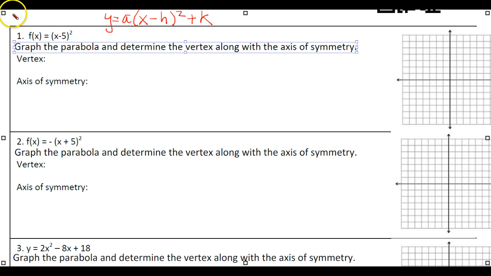Now this is page 48 here. And as we look at these, we see this is sort of in this form. And it's going to be plus, since there is no value, we could think of our k as 0. So our vertex is going to be opposite sign, 5, 0. Now, when we are asked to graph this, and by the way, our axis of symmetry is x equals 5. When we're asked to graph that, we know this is our vertex. A out here is positive 1, so this will open upwards. So we can put our vertex in there as 5, 0.